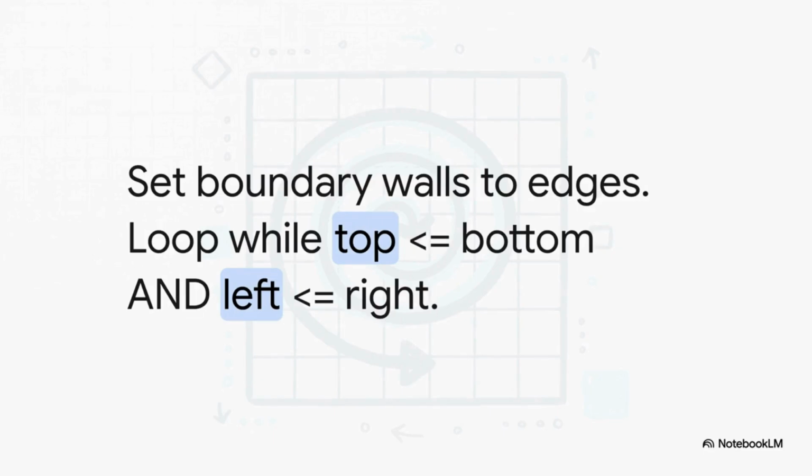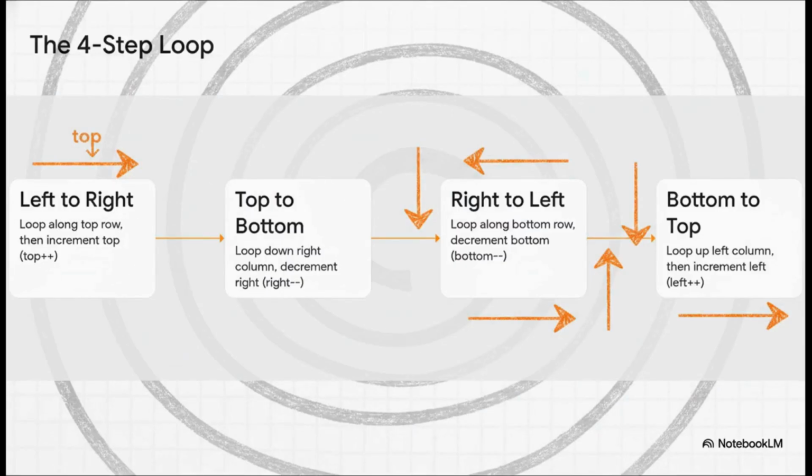Then we set up our master loop, and this loop is going to run continuously, as long as the top wall hasn't crossed the bottom wall and the left wall hasn't crossed the right wall. Make sense? Inside that main loop is where the magic happens. It's a rhythmic 4-step cycle.